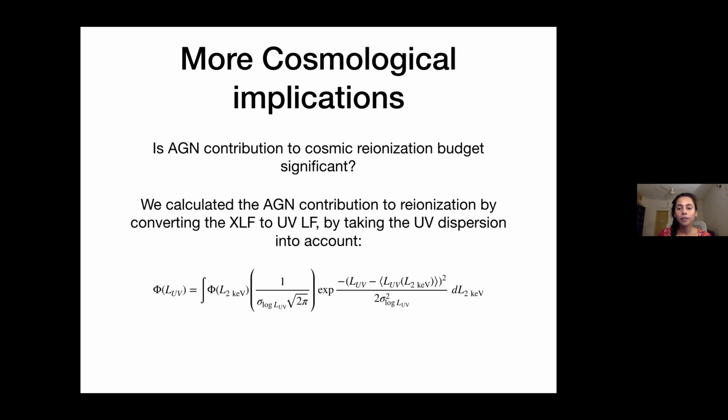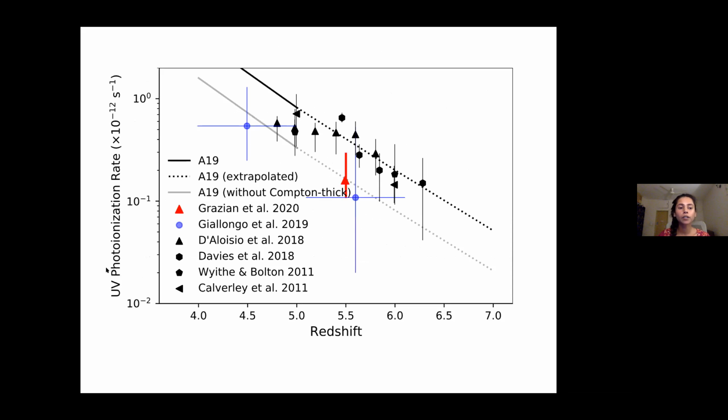We also calculated the AGN contribution to the total cosmic reionization budget. We do so by converting our X-ray luminosity function to a UV luminosity function, again by considering the full range of errors in conversion. We find that our result is in very good agreement with recent UV luminosity functions from Giallongo and Grazian et al.